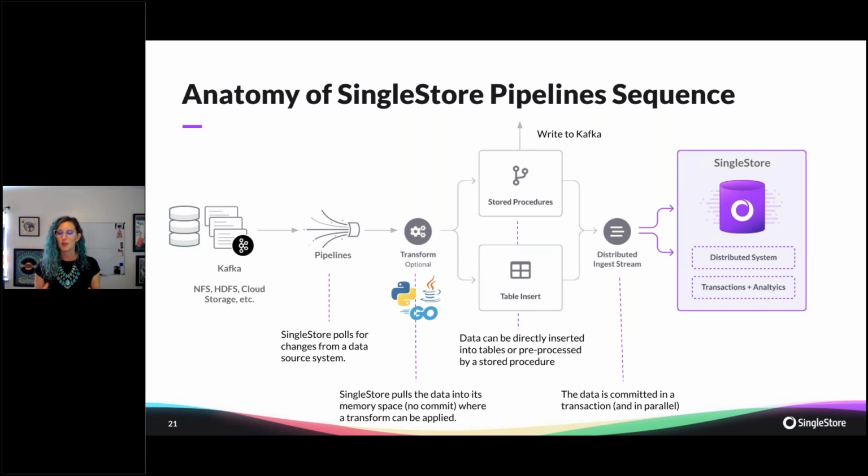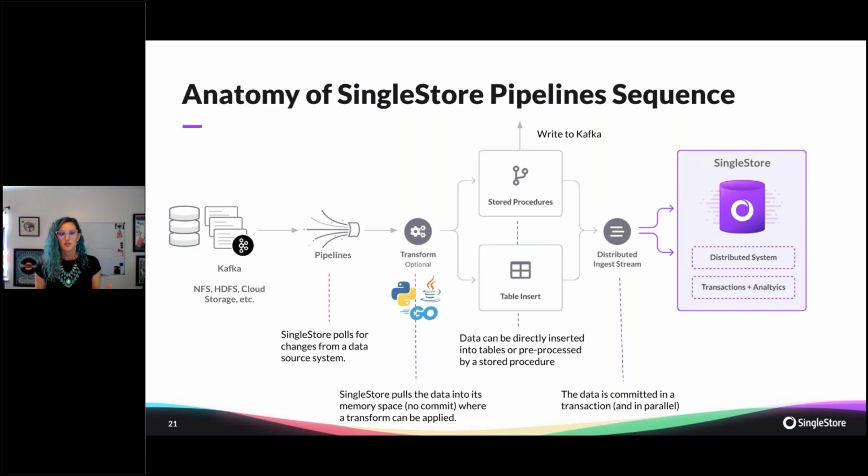And the really powerful part of pipelines is the ability to write the data back out to a Kafka topic. So as you're pulling the data in, you do the transformations that you need to do. Maybe you run some scoring against that data and you want to write the results back out to a Kafka topic so that it can be consumed by other applications. It can all be done in real time with this pipeline sequence. And then the results of the entire transformation or pipeline can be distributed, it can be ingested into SingleStore using a distributed ingest stream. So it's highly parallelized, so you get the data in as quickly as possible.